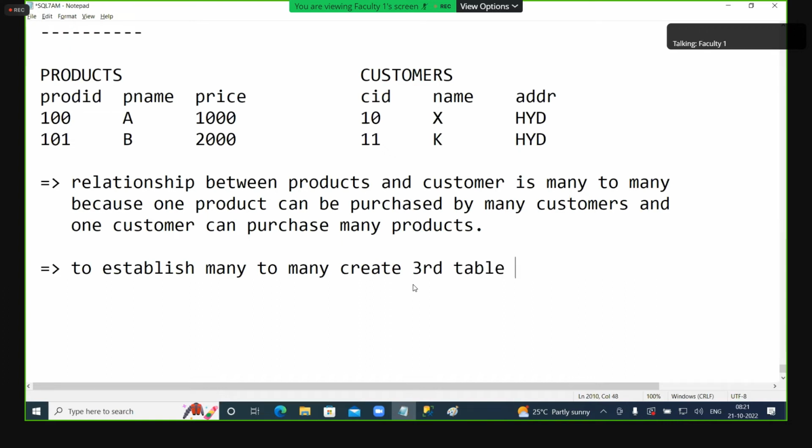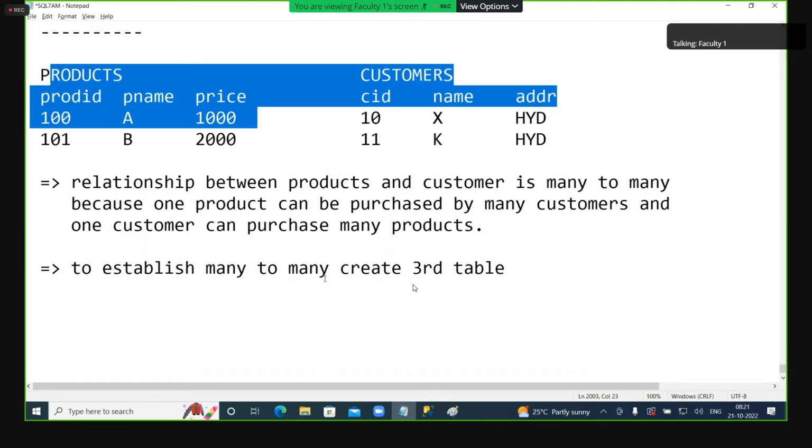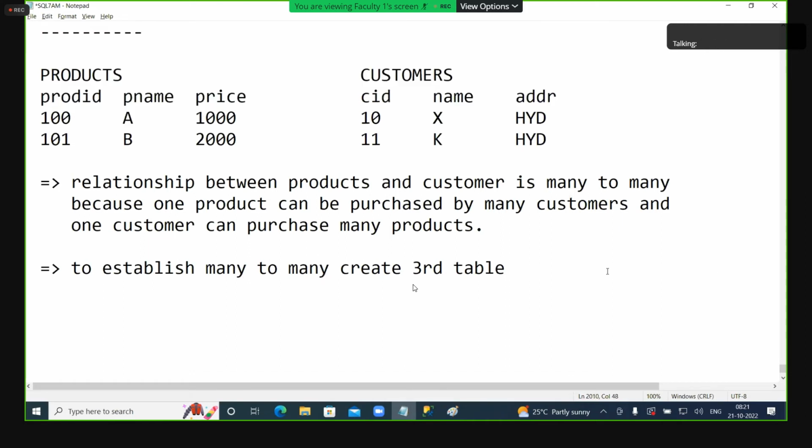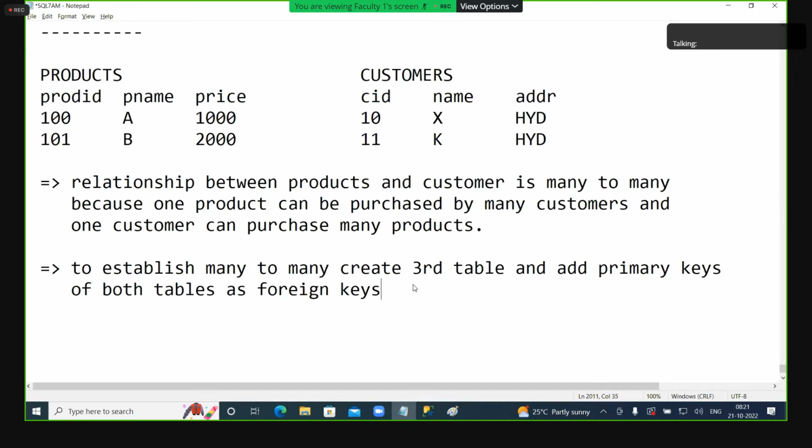Create a third table. Already two tables are there now. Take a third table. And what you have to include in the third table? Primary keys of both the tables as foreign keys. So to establish a many to many relationship, create a third table and add the primary keys of both tables as foreign keys.